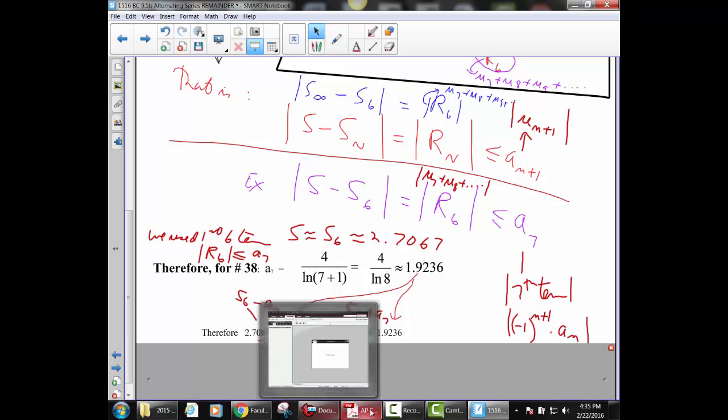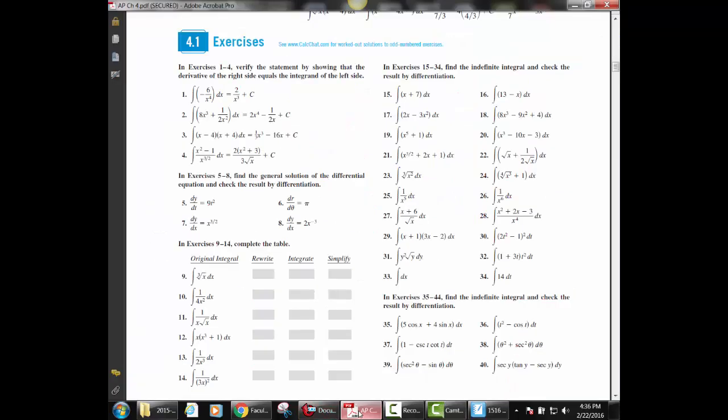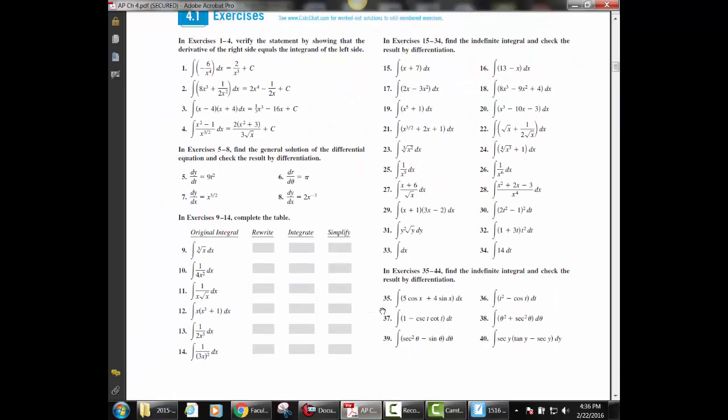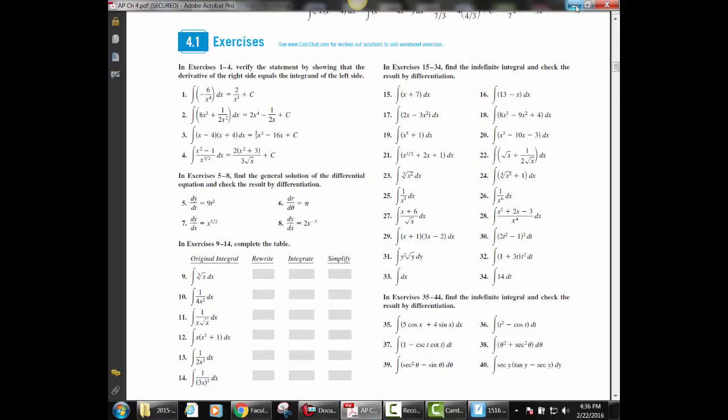And let's have a look at number 38. So in number, wrong book. There you go. Don't need this book, do we? Number 38. Oh, also the wrong book.